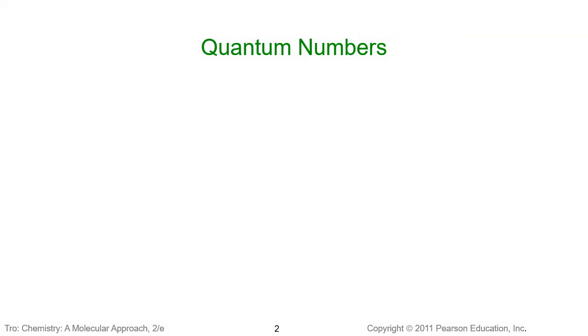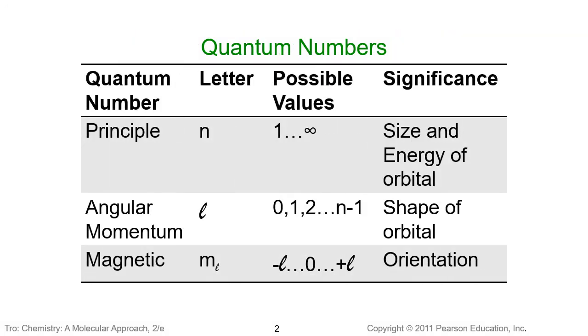So our quantum numbers, we said, are the principal quantum number, and it has possible values of 1 to infinity. So 1 would be closest to the nucleus. Infinity would be when that electron leaves that atom completely. So this is the size and energy of our orbital.